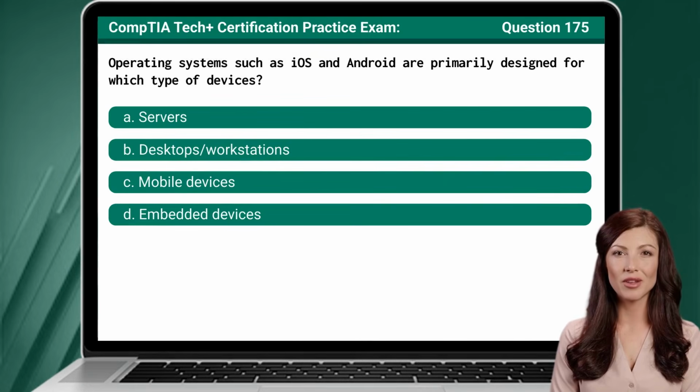Question 175. Operating systems such as iOS and Android are primarily designed for which type of devices?